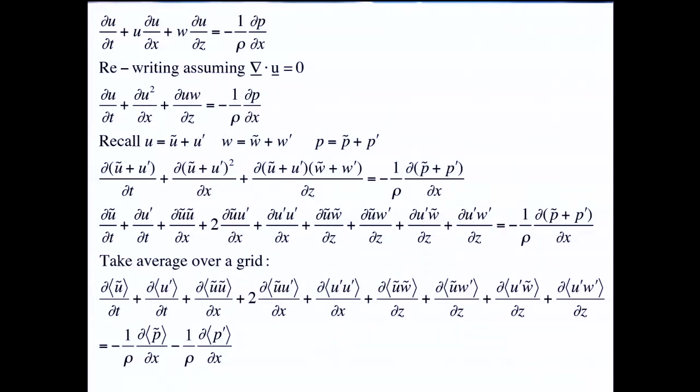Now let's then average this over the grid. This is the Reynolds averaging step. Average all of these terms over the grid. Still have all these terms in here, which we had before. I haven't done anything from this step to this step except just put little brackets around it.